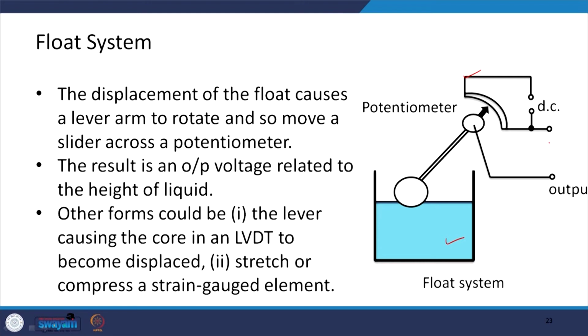So, the displacement of the float causes a lever arm basically to rotate, and so move across a slider in a potentiometer, and the resultant is an output voltage related to the height of liquid. Okay. So, this way we can use the float system to measure the height of liquid.